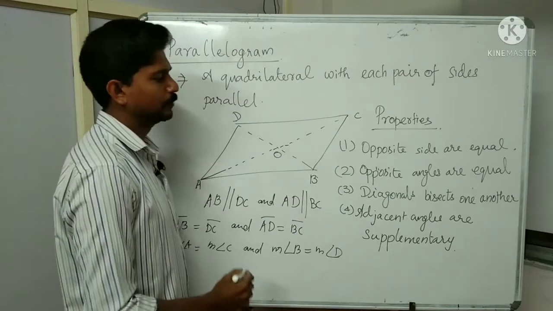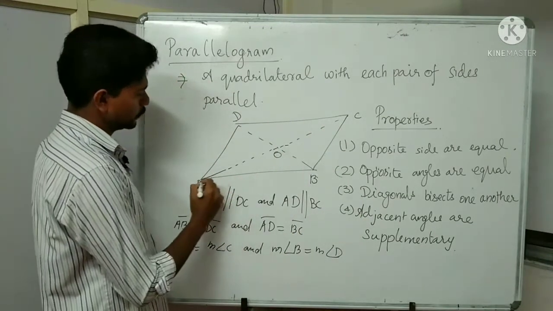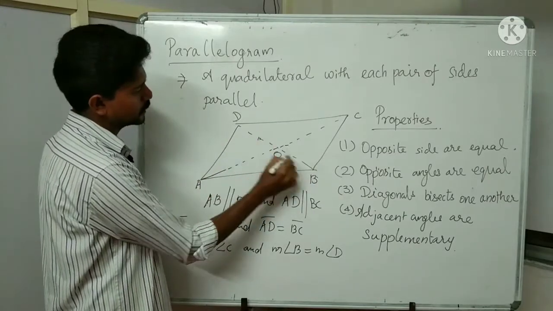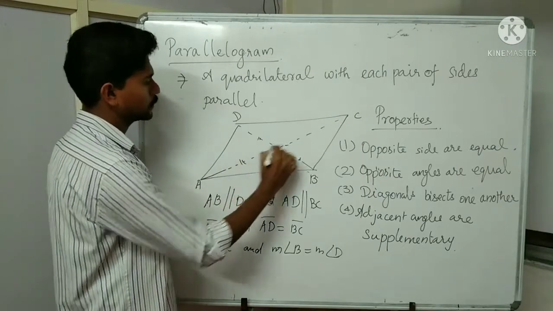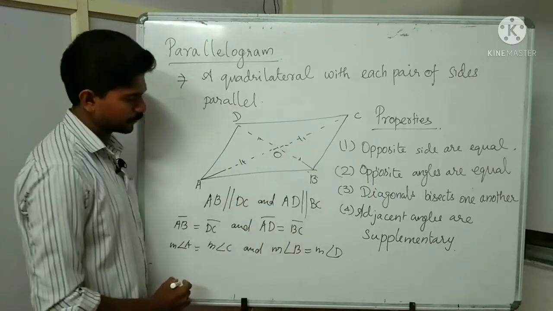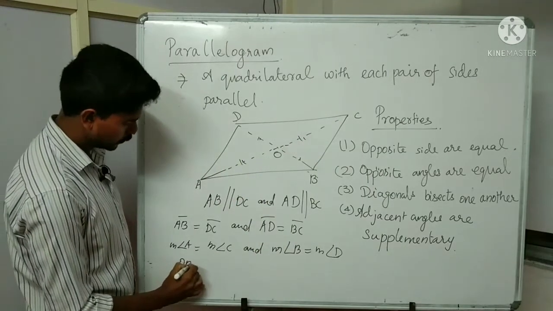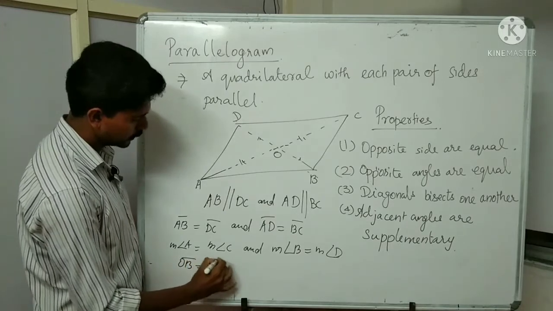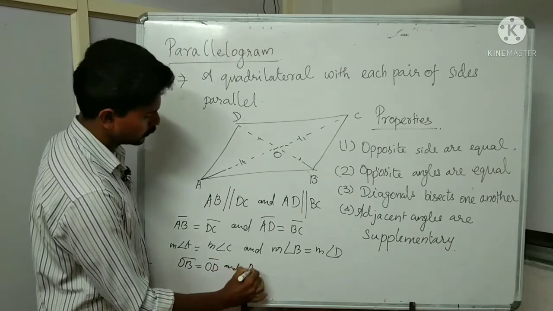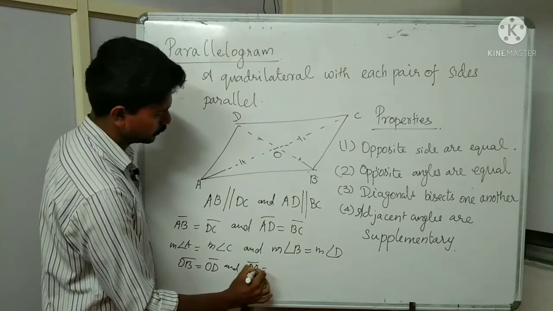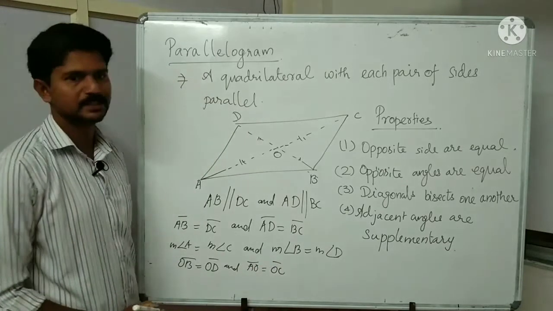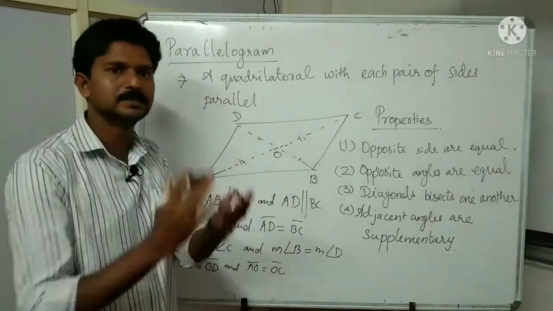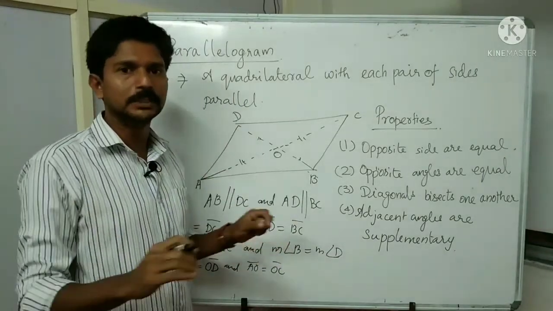Then, the diagonals bisect one another. The distance OB is equal to the distance OD, and in the same way, the distance OA is equal to the distance OC. So OB equals OD and AO equals OC. So the diagonals bisect each other; they divide into equal halves.